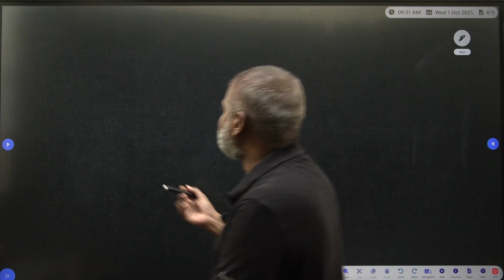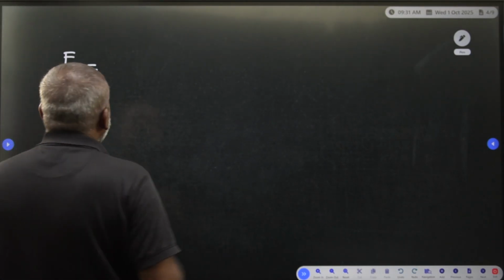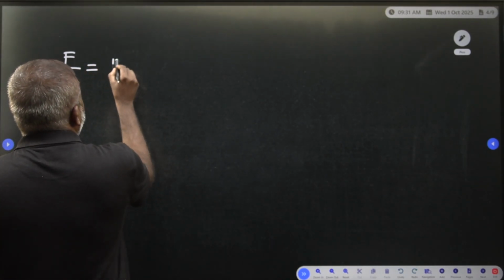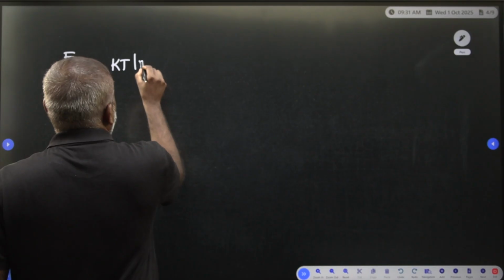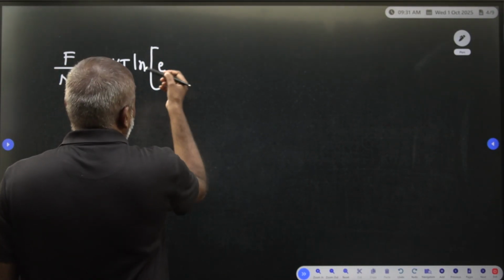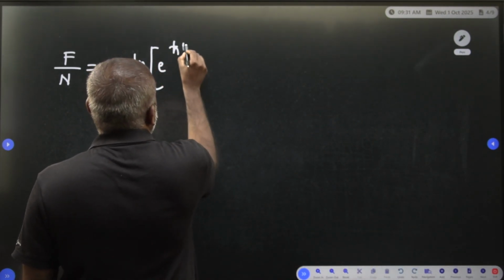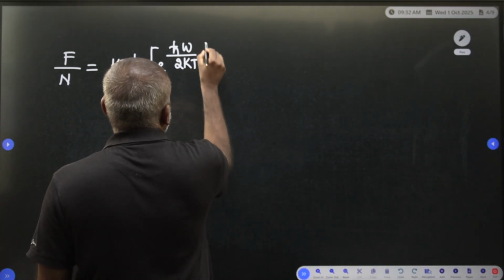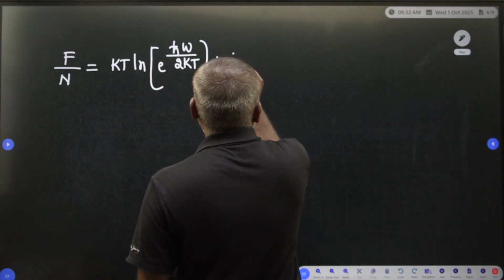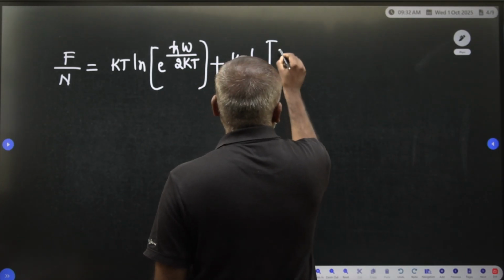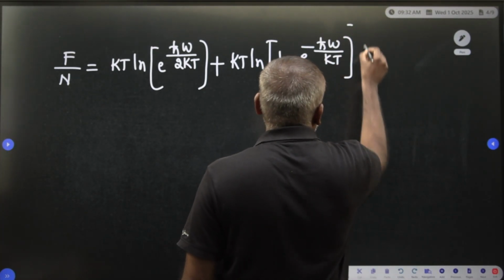So, you are able to take F by N is equal to kT into, the first term you are going to write, ln of e to the power of h cut omega divided by 2kT, plus kT ln of 1 minus e to the power of minus h cut omega divided by kT.